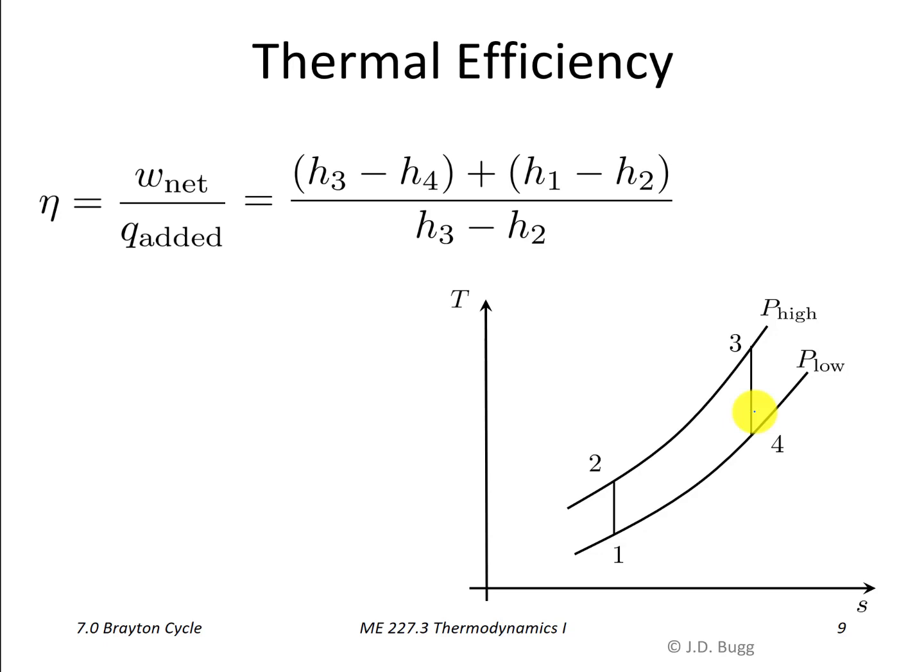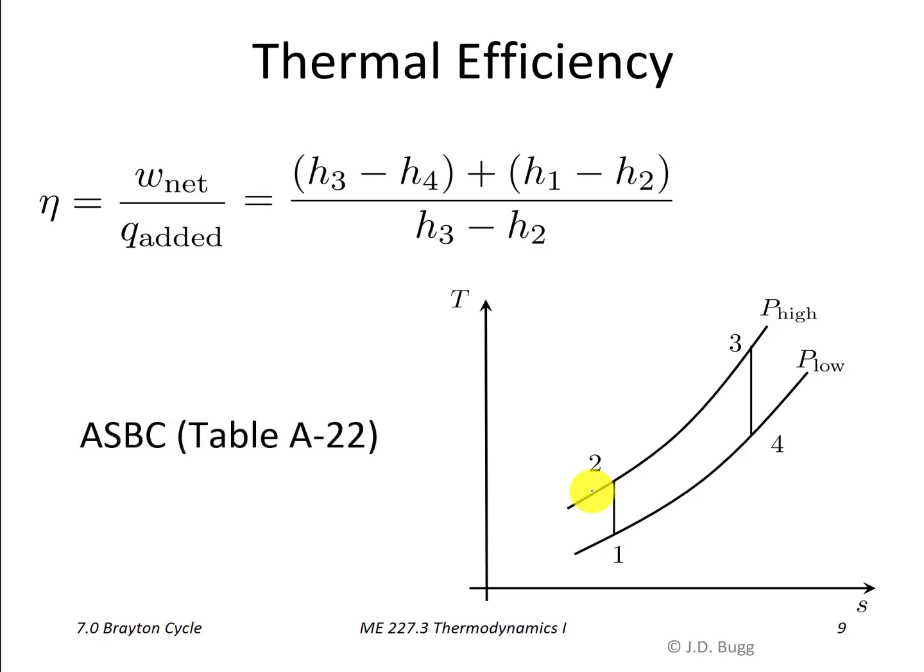So to look at the numerator here, 3 to 4, that's the turbine work. And then we add to that 1 to 2, which is the compressor work. So that's the net work in the numerator. And then in the denominator is the heat added in the combustion chamber or in the high temperature heat exchanger. So that's the H from 3 to 2. So that's our thermal efficiency.